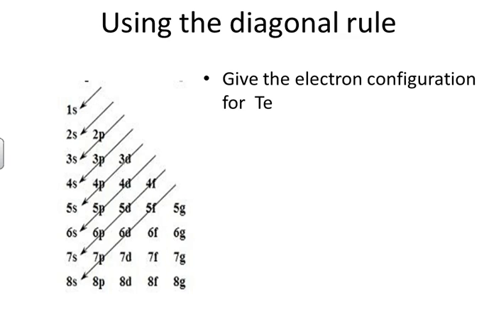Next is tellurium. Tellurium is element number 52, so Z equals 52 electrons. Tellurium is also in period 5, so we're going to have 5 energy levels, and it's in the P block. So that means we would finish with a P electron.